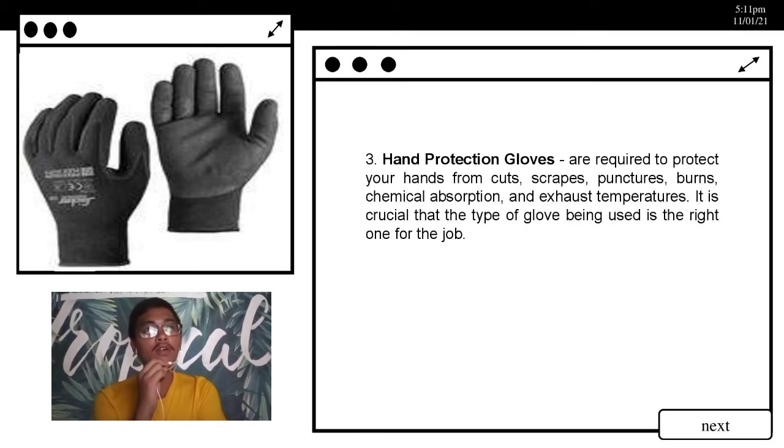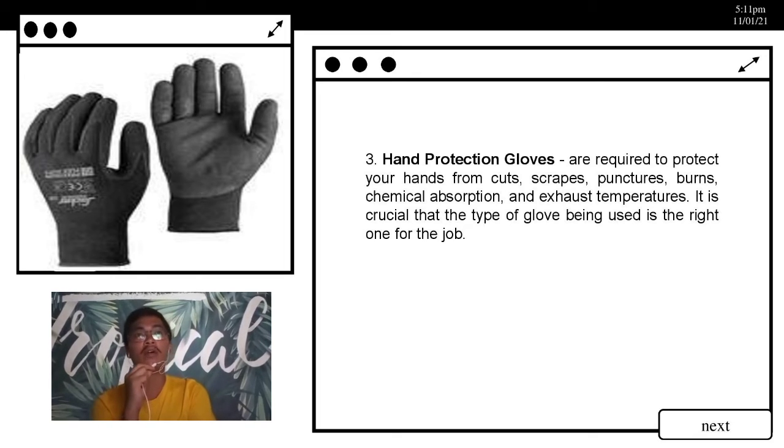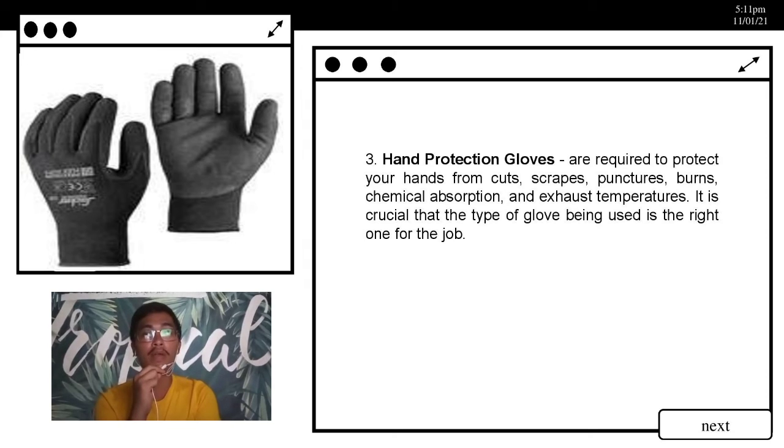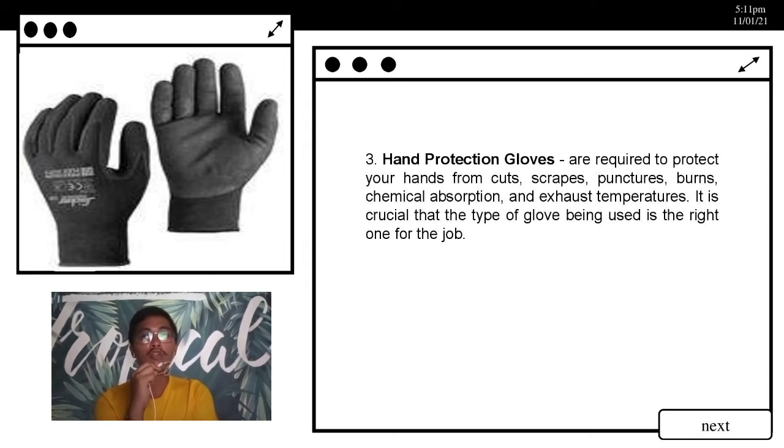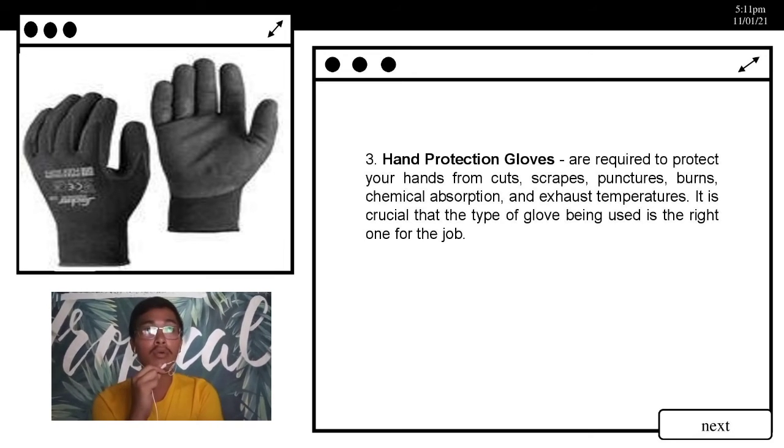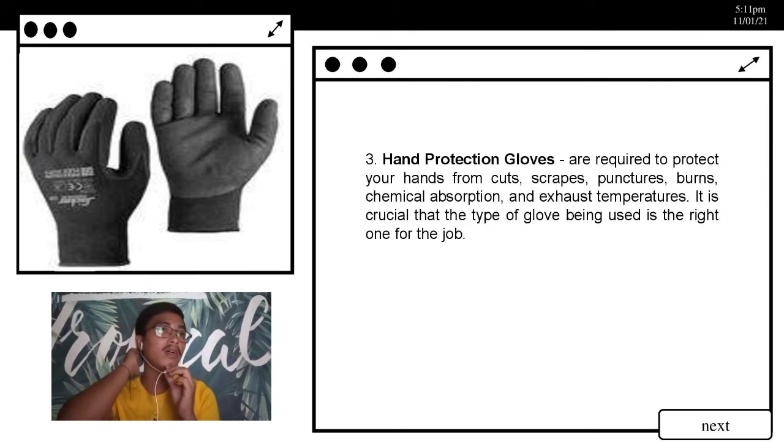Okay, so let's move on to the hand protection, gloves. These are required to protect your hands from cuts, scrapes, punctures, burns, chemical absorption, and extreme temperatures. It is crucial that the type of glove being used is the right one for the job. So you have to take note that in certain types of jobs, there are also specific gloves intended to be used. So let us go with the classification of this hand protection.